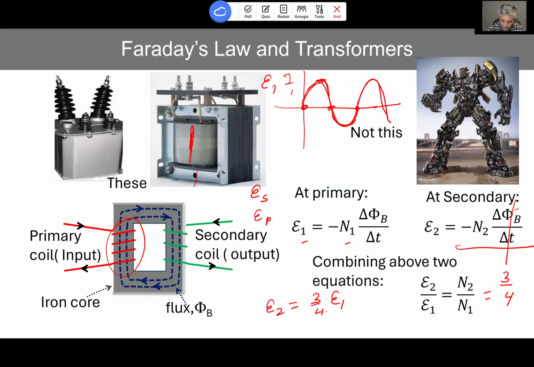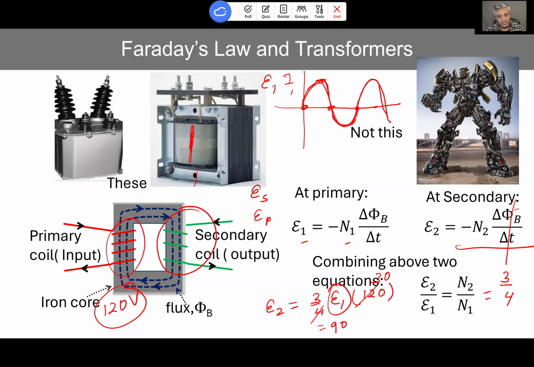So in this case, what happened? Let's say we had 120 volts here. So if this was 120 volts, then this would be what? 30 times 3 is 90 volts. So it brings down that 120 volts to 90 volts. So it's bringing voltage down. So we call this a step down transformer, when you have the number of turns in the secondary less than the number of turns in the primary.